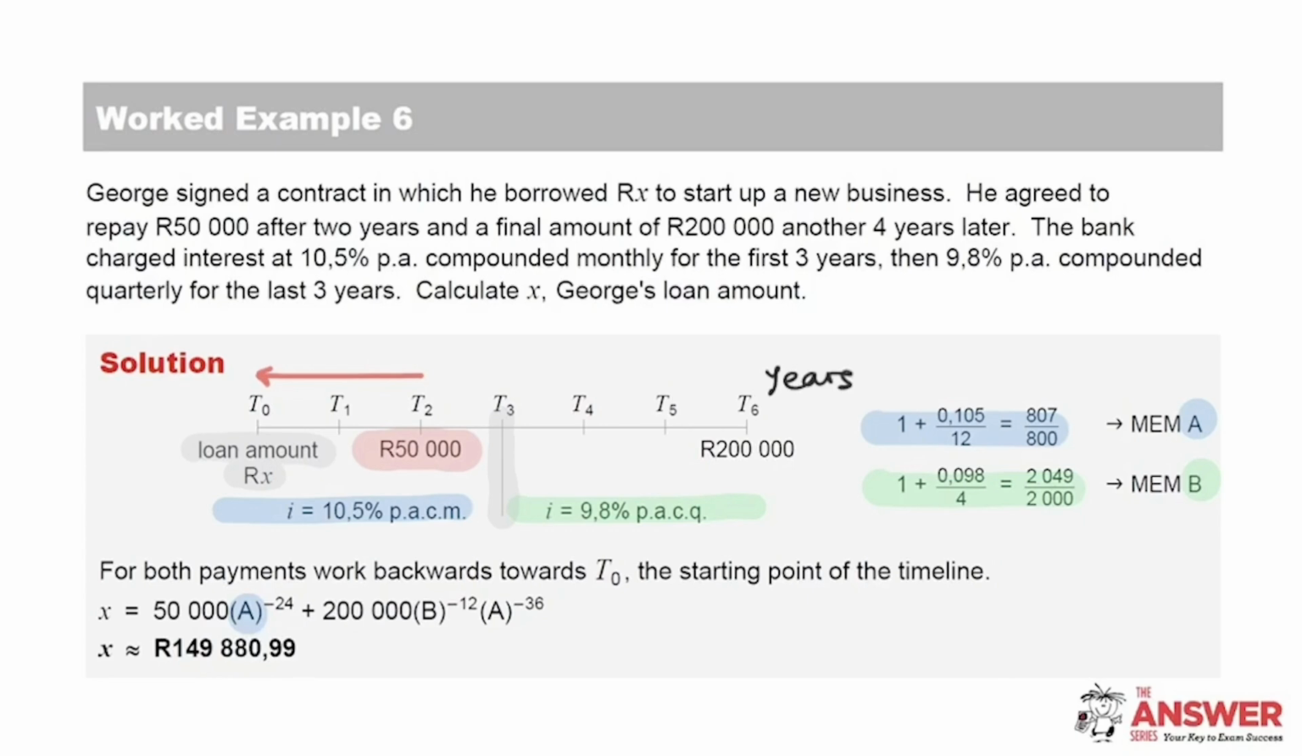And then adding to that the 200,000 Rand, but this is slightly more complicated because of the interest rate change. We compound the 200,000 Rand back for these 3 years. Because the interest here is compounded quarterly, it will mean we scale it back for 12 quarters. We then compound it back for the remaining 3 years. Here, the interest rate is compounded monthly, which means we scale it back for 36 months. Make sure to practice these calculations on your calculator each time.